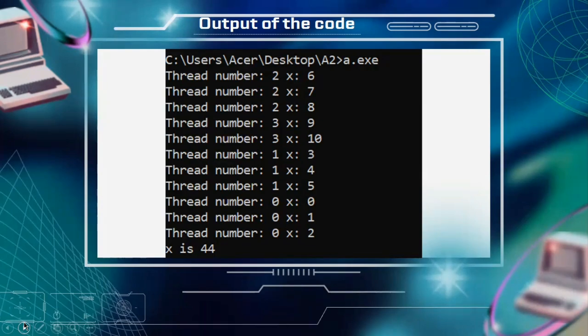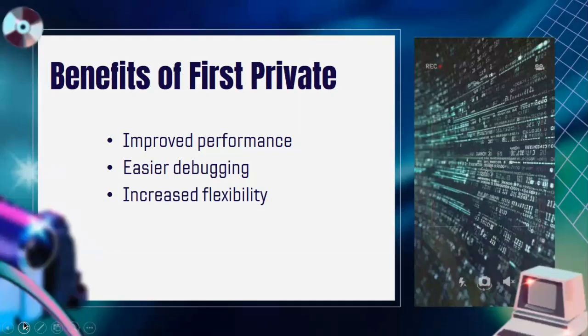So firstprivate is a way to make sure everyone on the team starts off on the same foot with task X. It's like a synchronized start in a race. Everyone begins together, but they run independently. Now, what are some of the benefits of firstprivate? We have improved performance by reducing race conditions and data inconsistency, easier debugging by isolating variables to specific threads, and increased flexibility in parallelizing code.